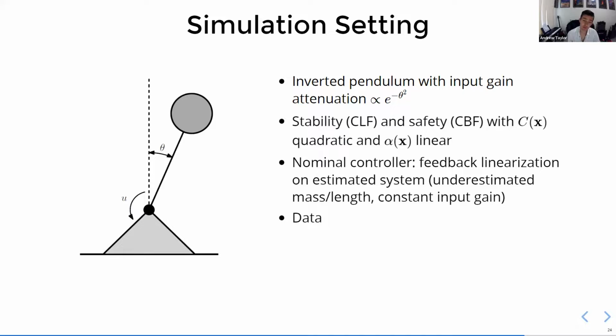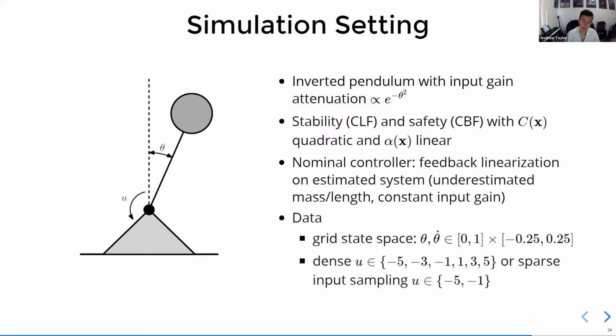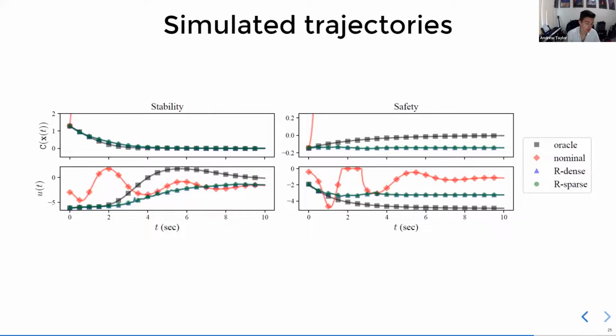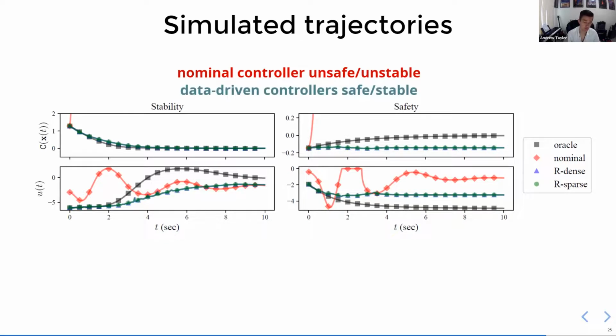We consider controllers built with two different data sets, both composed of grids in the state space, but with different inputs taken at each point in the state grid, noting that the second set is a proper subset of the first one. We see that in both the stabilization and safety settings, the nominal controller does not achieve the required control objectives. In contrast, the data-driven controllers using both data sets achieve the prescribed goal.